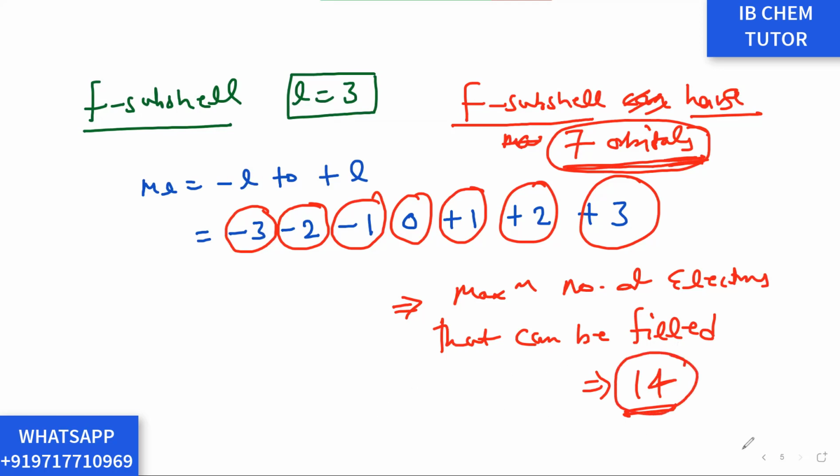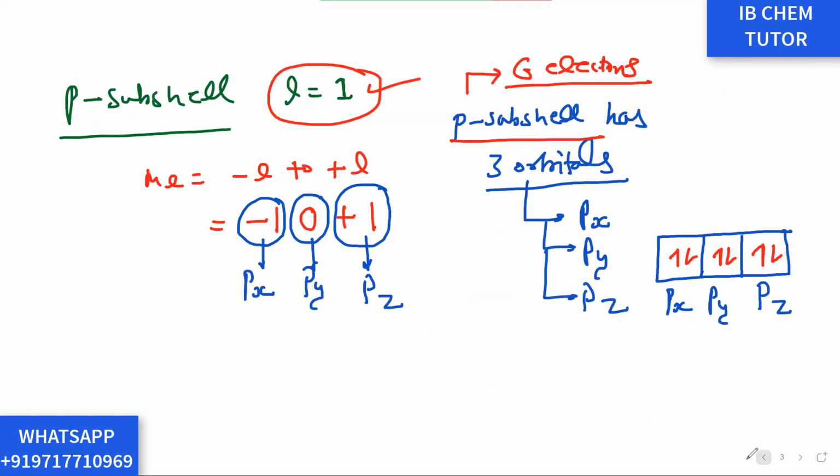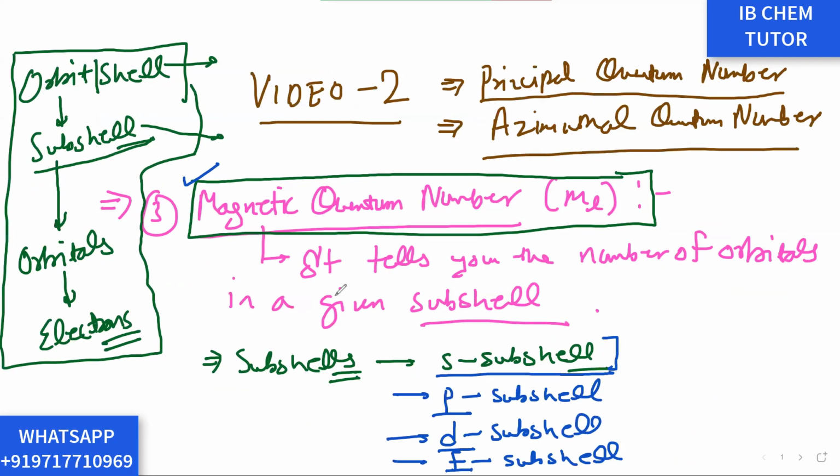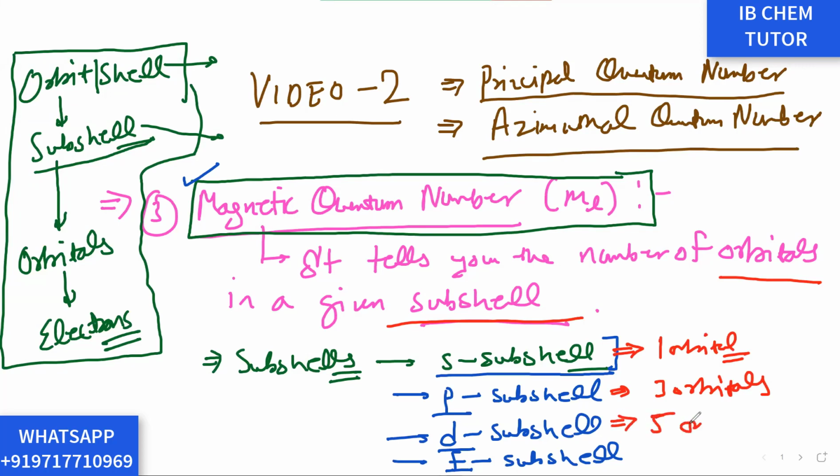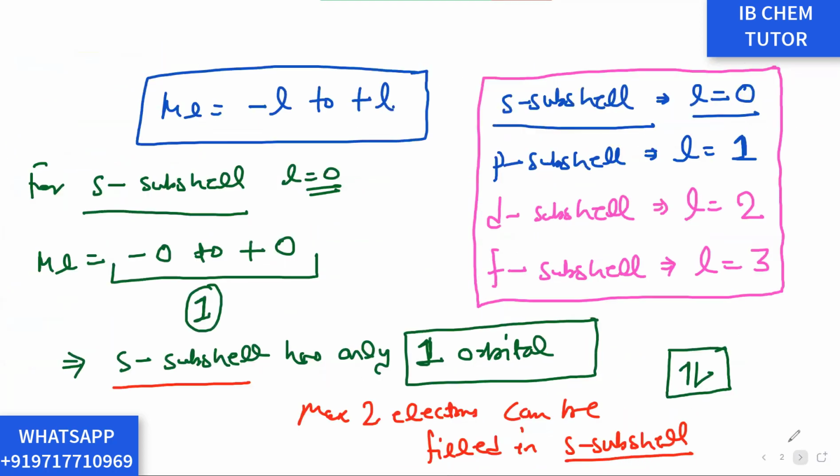Right? So this is about the magnetic quantum number. Let me recap it. It tells you the number of orbitals in a given subshell. Just write it here. S subshell has 1 orbital. P subshell has how many orbitals? 3 orbitals. I have already explained. D subshell has how many orbitals? 5 orbitals. And F subshell has how many orbitals? 7 orbitals. Okay. I think this is quite clear to you. No issues with it.